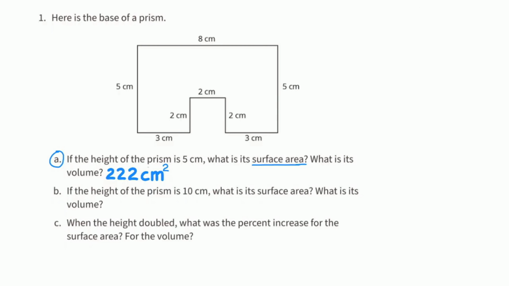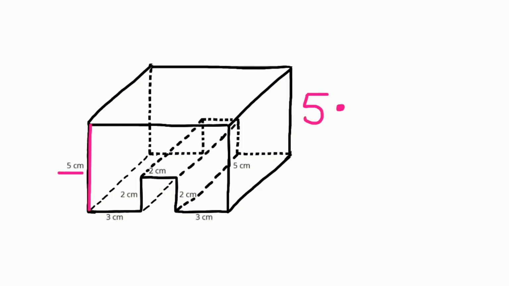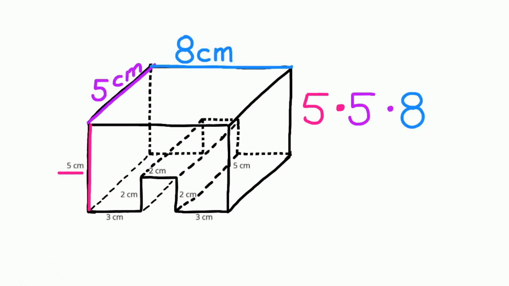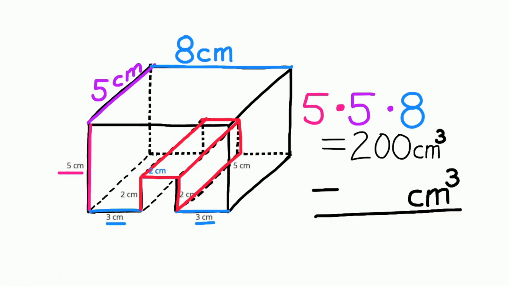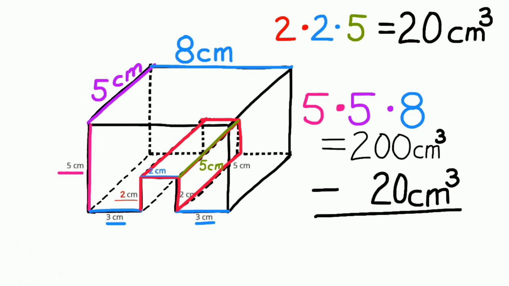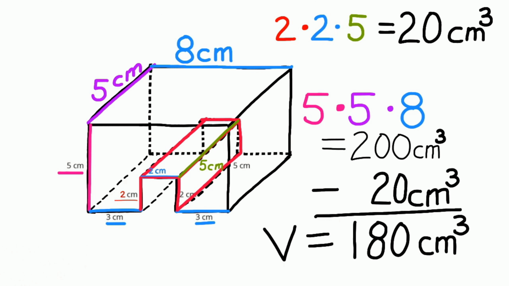Next, we need to find the volume. 5 times 5 times 8 equals 200 centimeters cubed, and we need to subtract 2 times 2 times 5, or subtract 20 centimeters cubed. The volume of this prism is 180 centimeters cubed.